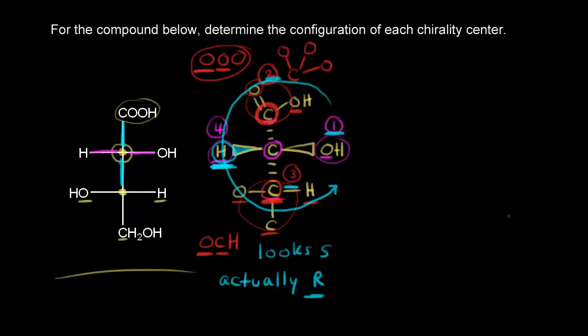So I find this to be the easiest way to assign a configuration. For me, it's definitely the fastest. Let's move on to our other chirality center. So this carbon down here, so let me draw that one in.